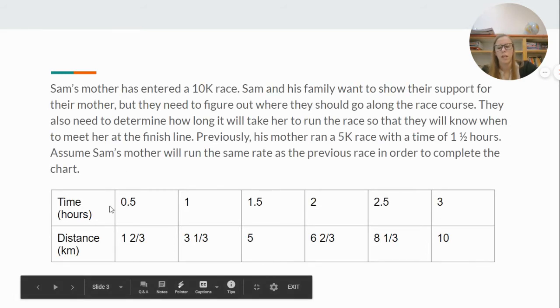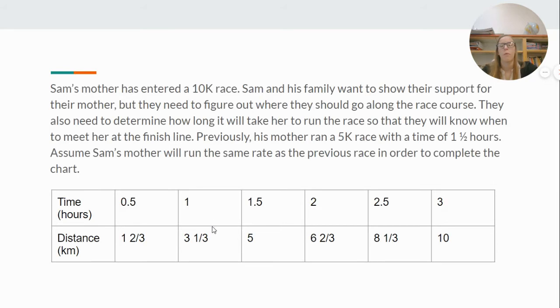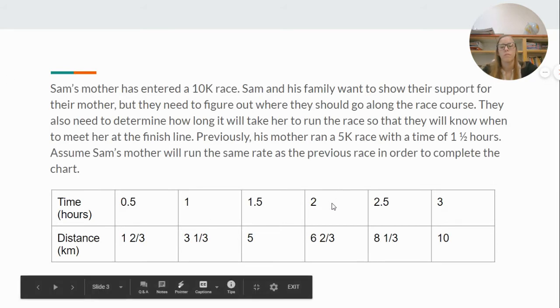And then so on. In half an hour, she'll run 1 2/3 of a kilometer. 1 hour, she'll run 3 1/3. 2 hours, she'll run 6 2/3. And 2.5 hours, she'll run 8 1/3.